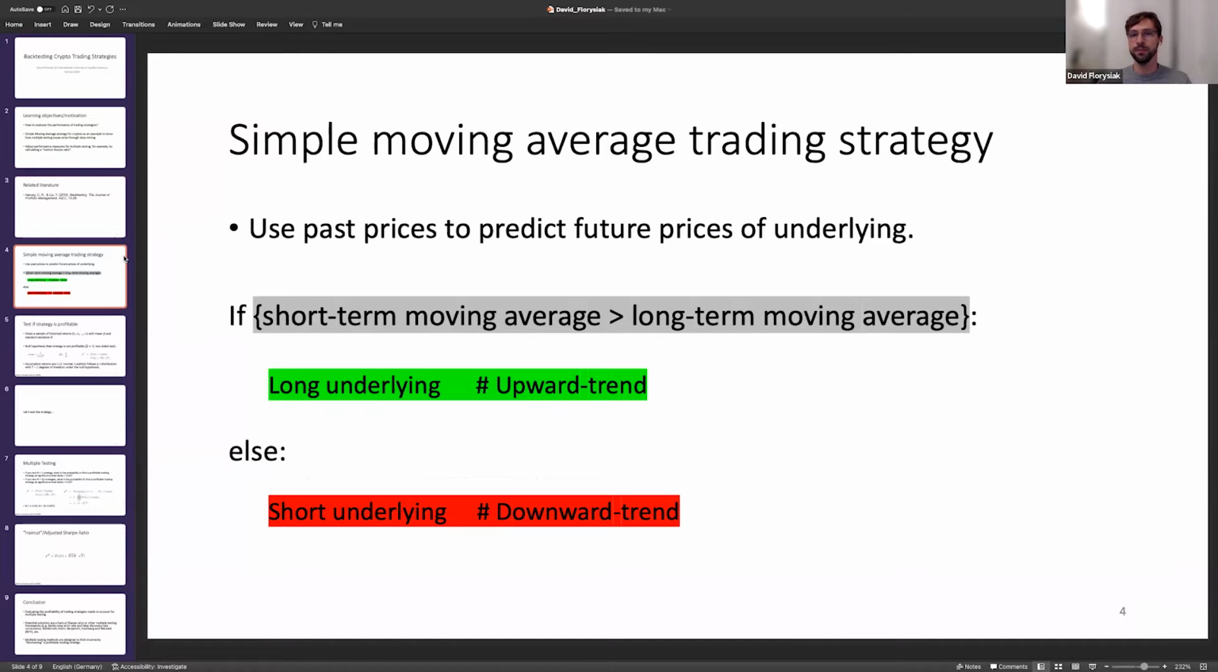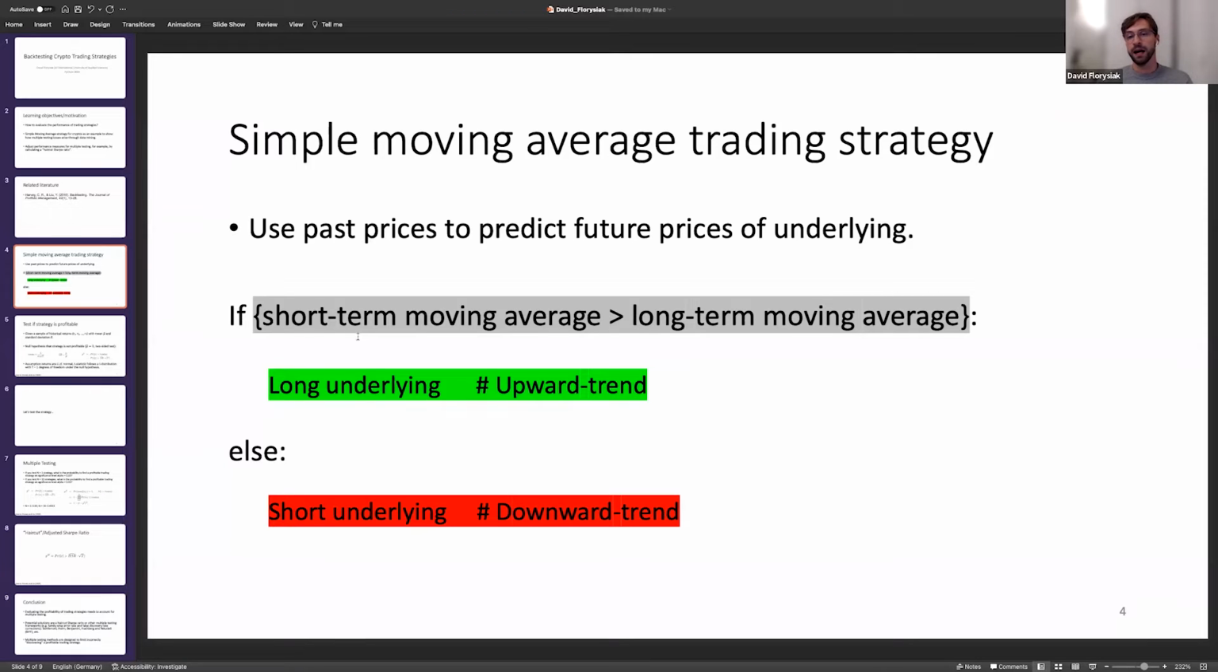So what is the simple moving average trading strategy? It's a very, very simple strategy. It uses the idea of past prices to predict future prices of the underlying. If you believe in finance, that should not necessarily work, but that is a different question. So we're going to evaluate this trading strategy.